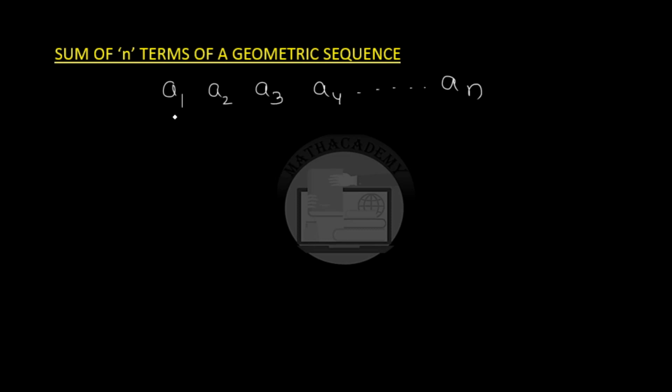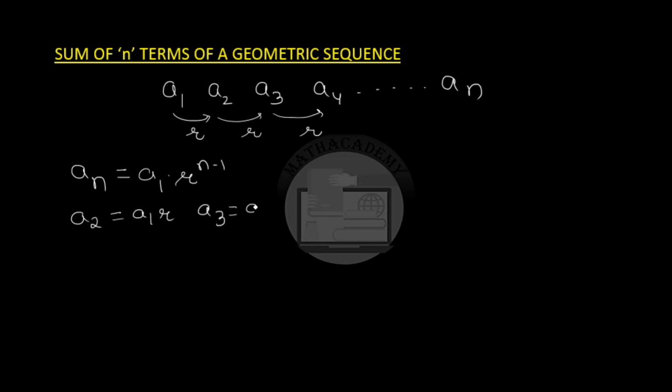It is a geometric sequence, so the common ratio between two consecutive terms will always be r. And we have seen the explicit formula, which says that to find the nth term of the sequence, an is given by a1 into r to the power one less than its position. So similarly, we can write a2 as a1r, a3 as a1r square, a4 as a1r cube and so on. an can be written as a1 r to the power of n minus 1.